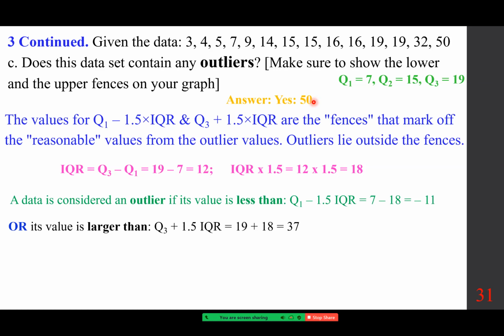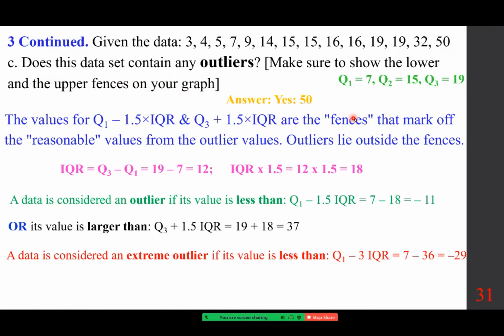So first of all, 50 is an outlier. Remember, we have them in order. And the reason why is because 50 is larger than 37. The question was, do we have an outlier? Yes, absolutely. But also the extreme outlier, Q sub 1 minus 3 times IQR, so 7 minus 36, or Q sub 3, 19 plus 36. So in case you come across it somewhere, that's known as extreme outlier. We are interested in a basic outlier, and 37, we compare the two numbers.